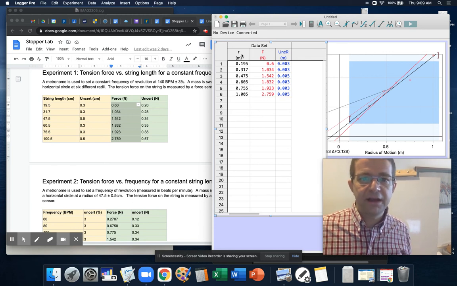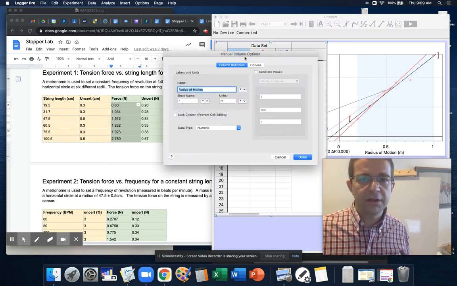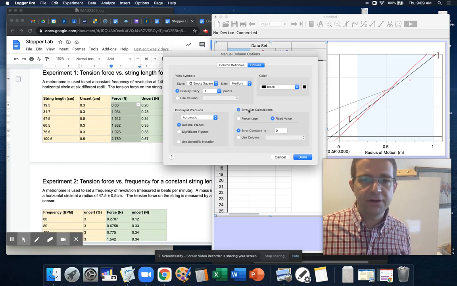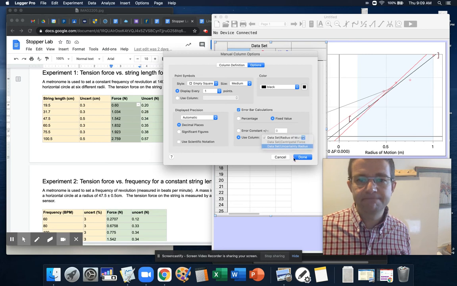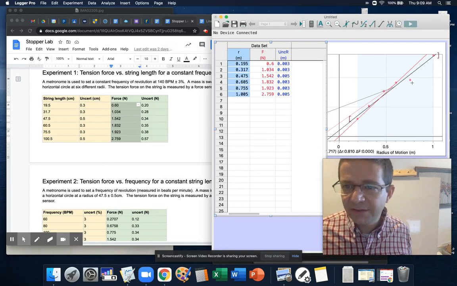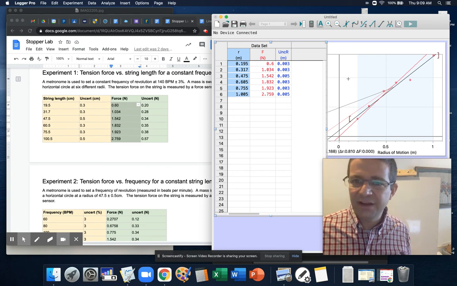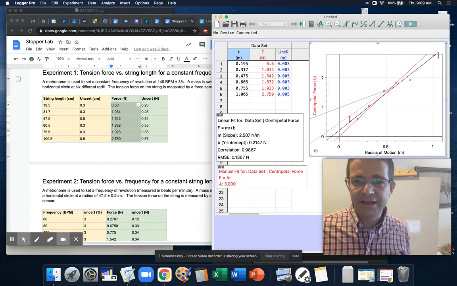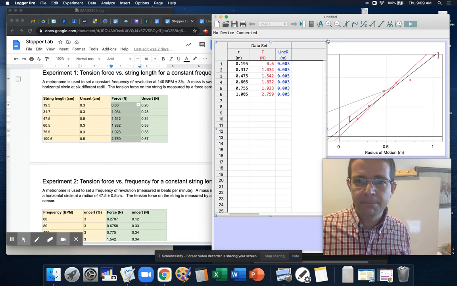And then I'll go in the options for R, and I will say I want error bars on there, and I'm going to use the column uncertainty radius. Okay. So tiny little error bars there. That's not giving me a lot of confidence that my values are okay yet.